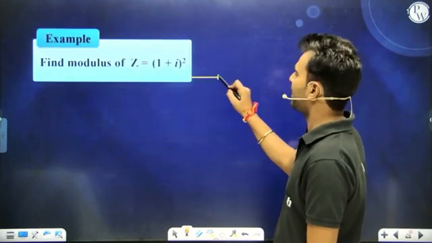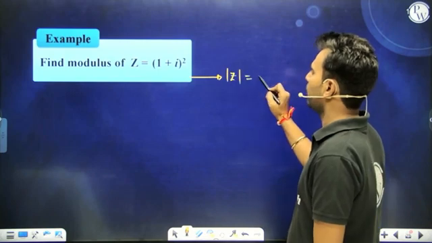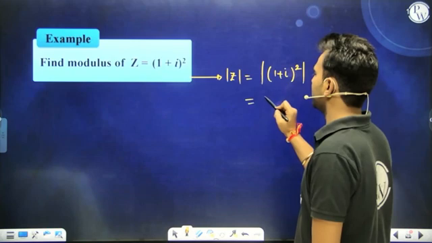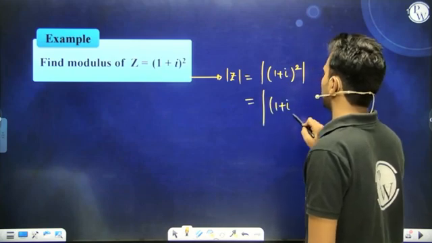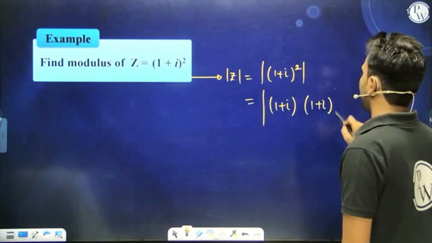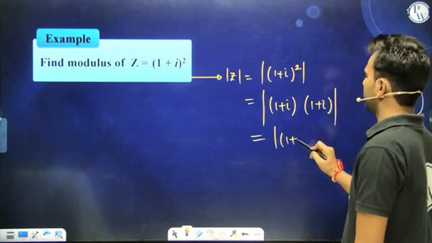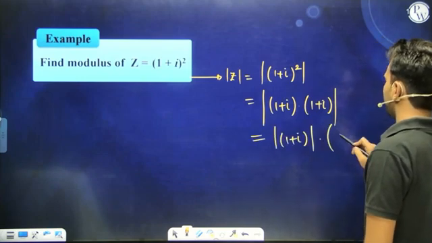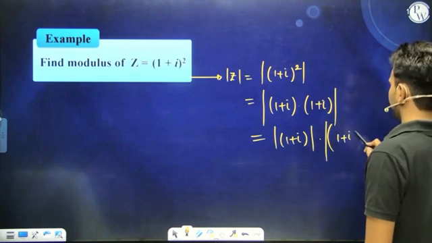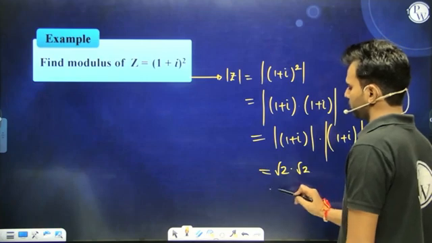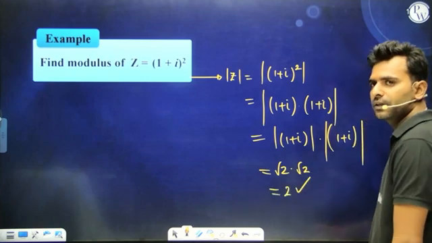If we solve it by method 2, then mod Z will be written as mod of (1 plus iota) whole square. Now this can further be written as (1 plus iota) into (1 plus iota). And we know that if multiplication is written between two complex numbers, then we can split the modulus. So we can write the question like this as well. Now this is root 2, this is also root 2. So this is how much? 2. Yes, the question is done.